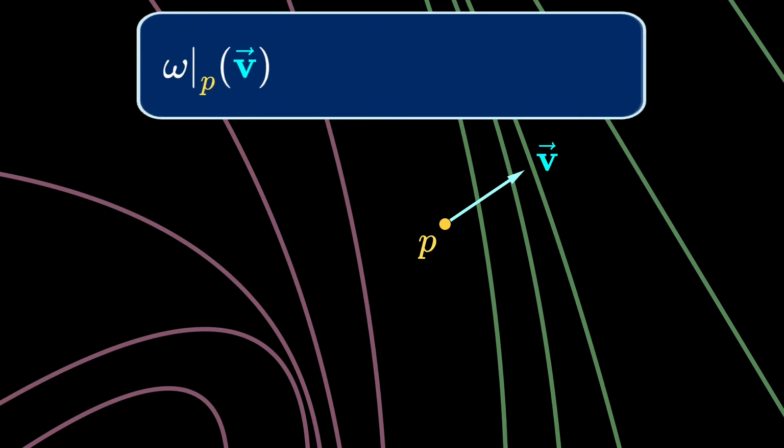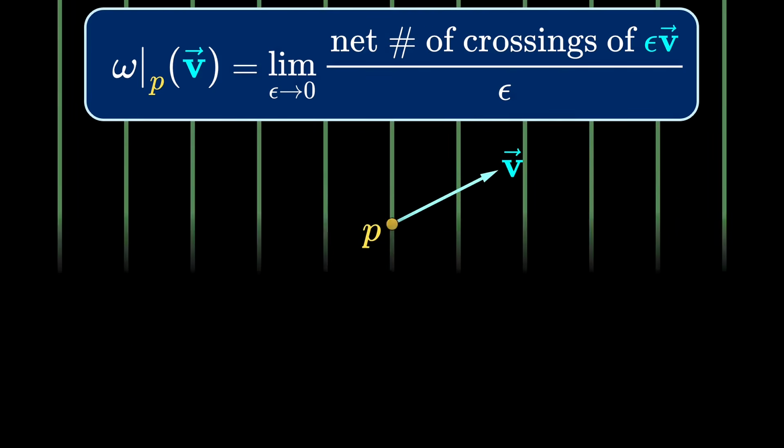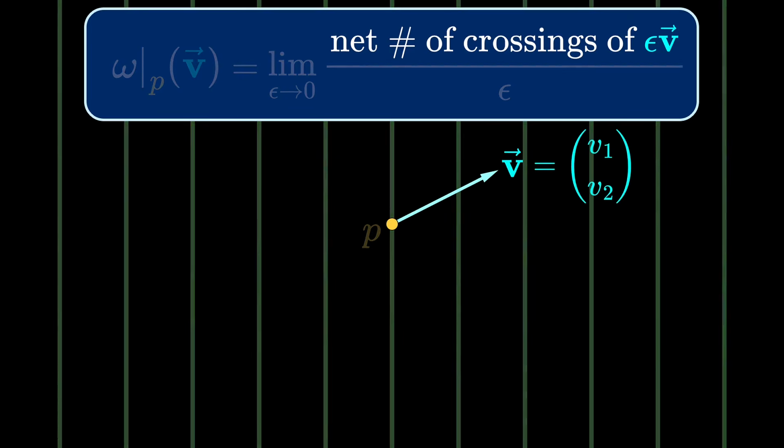This counts the net number of crossings of a tiny version of the vector, epsilon v, divided by epsilon as epsilon tends to 0. It sounds a bit complicated, so let's use a simpler example where we have vertical lines separated 1 unit apart from each other. Suppose the vector v has components v1 and v2. Then the tiny version of this vector, epsilon v, has components epsilon v1 and epsilon v2.